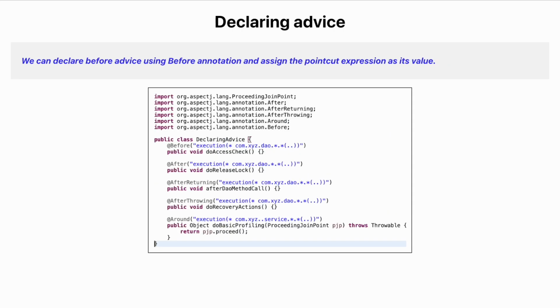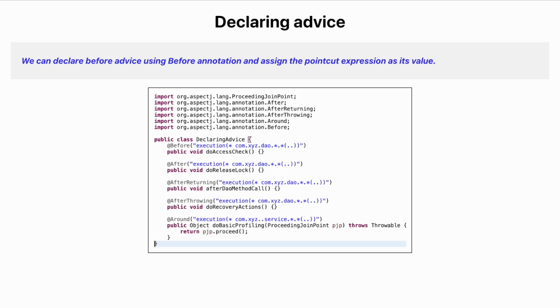Declaring advice. We can declare before advice using the Before annotation and assign the pointcut expression as its value. After advice runs after the advised method execution. The AfterReturning annotation can be used to declare after returning advice. We can access the returned value of the advised method through the returning attribute and using it in the method parameter. It also restricts matching to only methods that return a specific type.